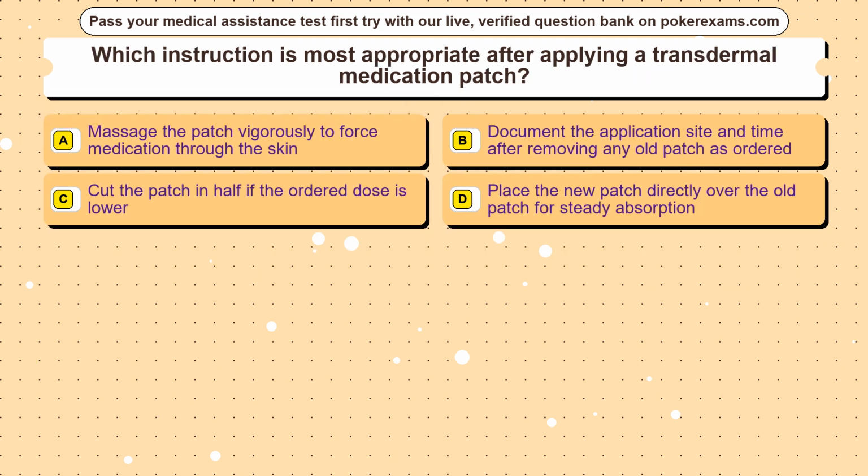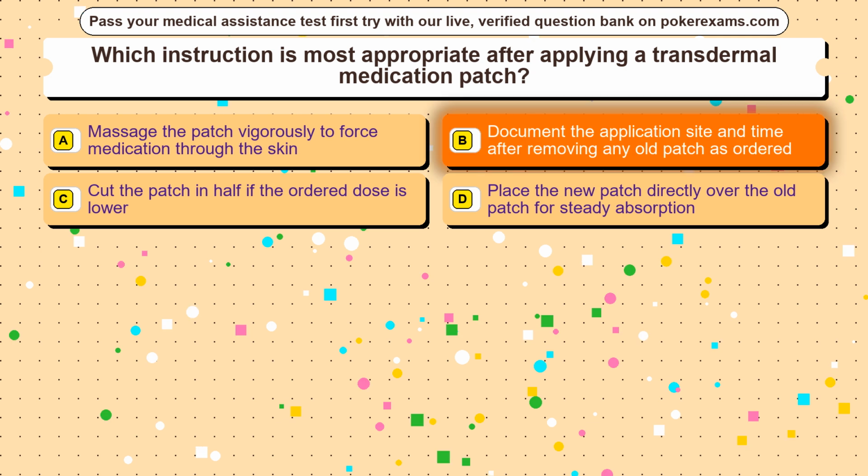Question 11. Which instruction is most appropriate after applying a transdermal medication patch? Option A. Massage the patch vigorously to force medication through the skin. Option B. Document the application site and time after removing any old patch as ordered. Option C. Cut the patch in half if the ordered dose is lower. Option D. Place the new patch directly over the old patch for steady absorption. The correct answer is option B.